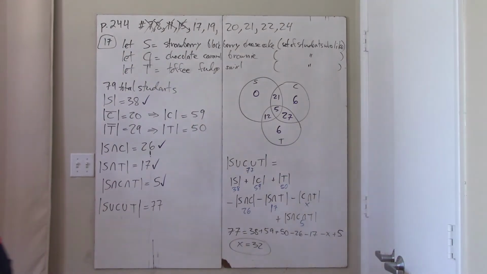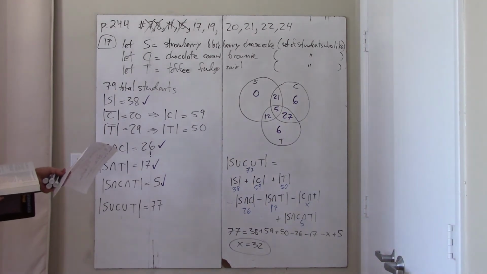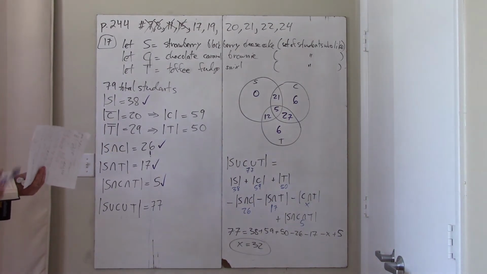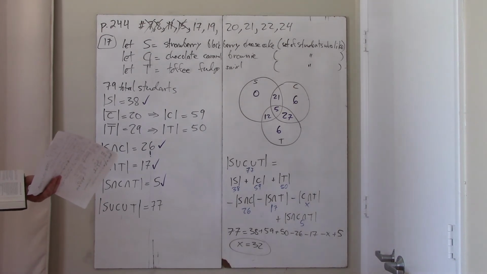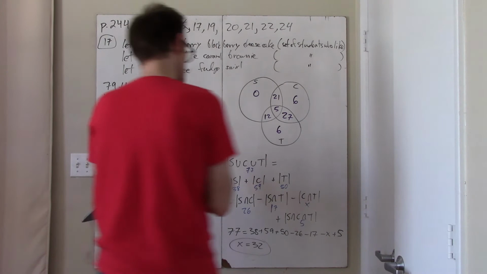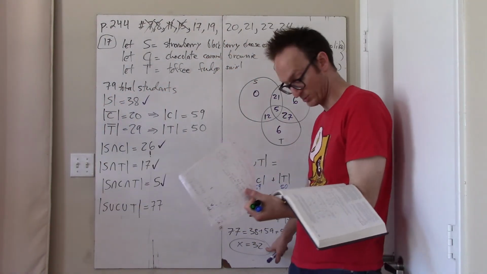Now that I know everything, I'm prepared to answer Gossett's silly questions, which are, how many of the 7th grade students like both chocolate caramel brownie and toffee fudge swirl? So they're asking for C intersect T, which was the thing I solved for. That's 32. So the answer to part A is 32.